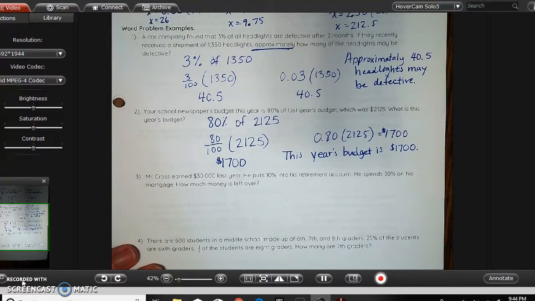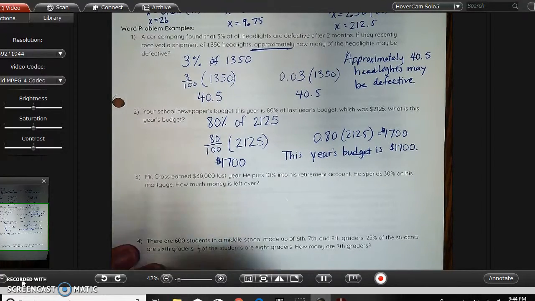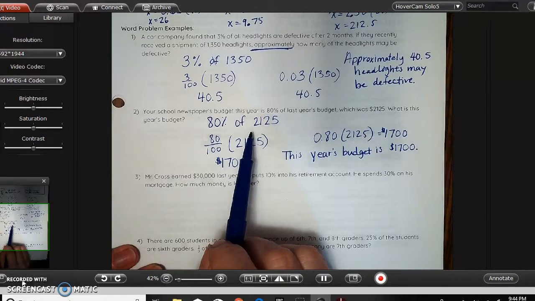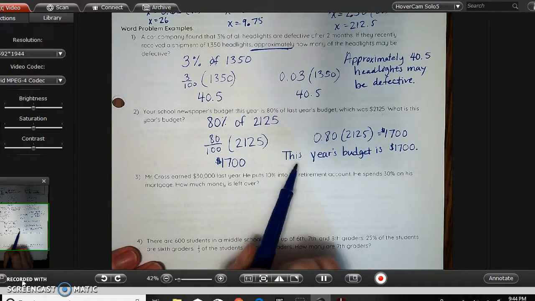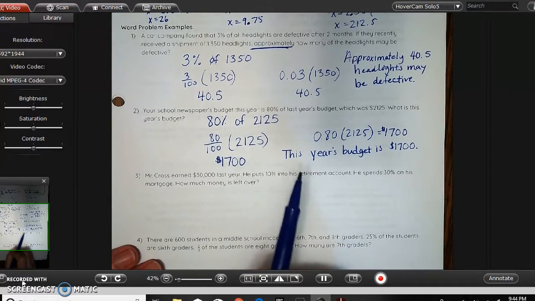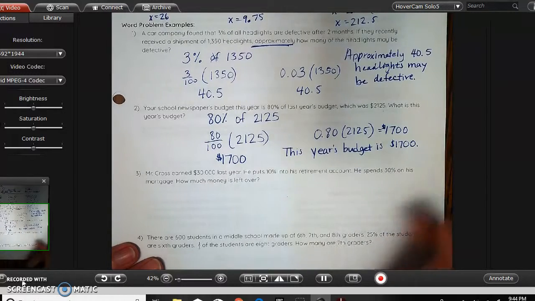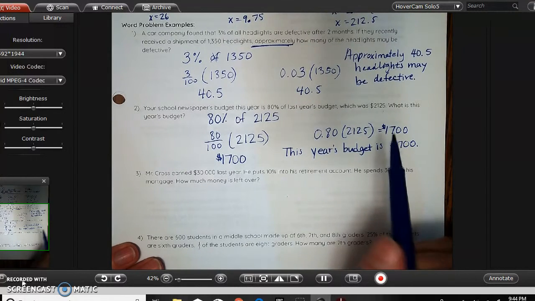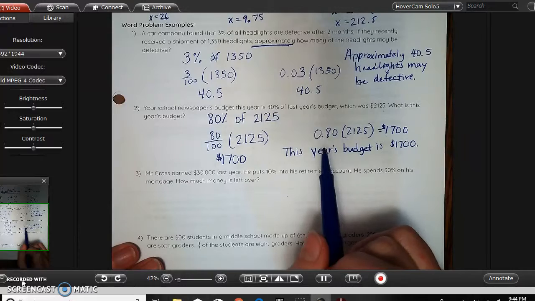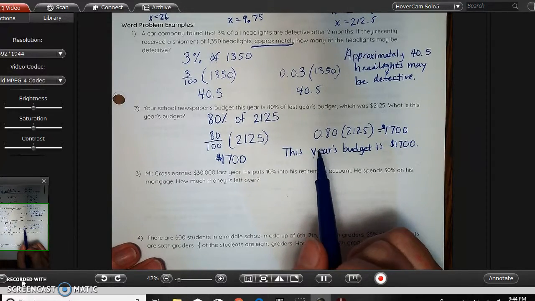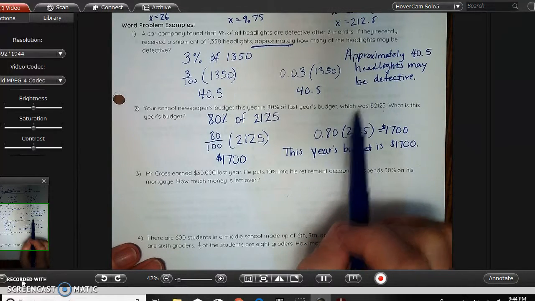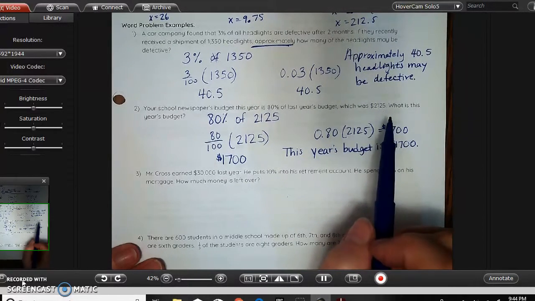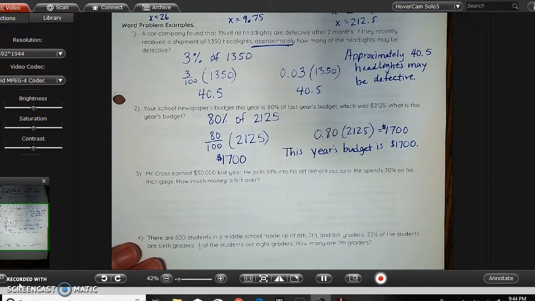So, as you can see, if you check out this problem, we did 80% of 2,125. We wrote that in the 2 different ways that you might want to use, and found out that this year's budget is $1,700. Remember, you're doing word problems, so you need a sentence, and your sentence should not start with a number, so you can't say $1,700 is this year's budget. You want to say this year's budget is $1,700, and approximately 40.5 headlights may be defective. We start with a capital letter, we end with a period. We want to make sure that we look like smart mathematicians who are also literate.